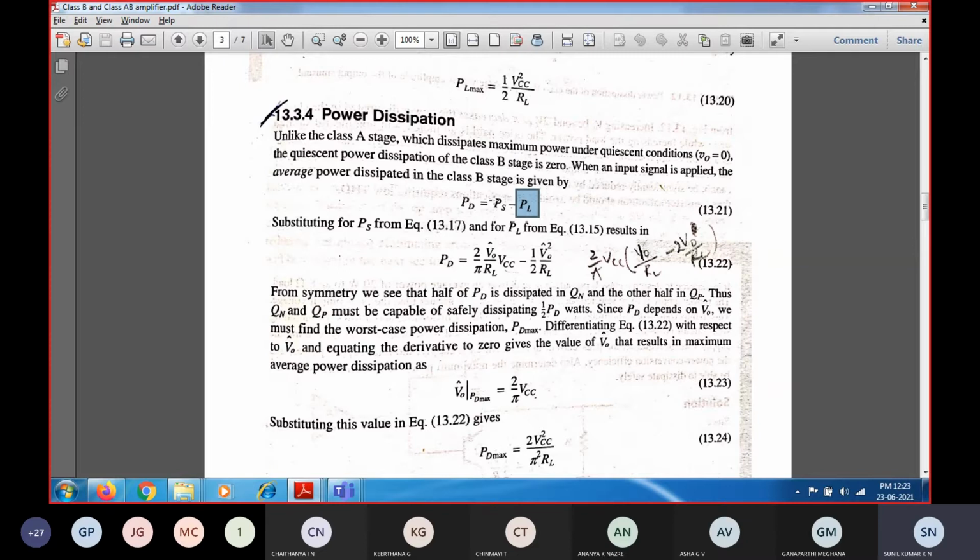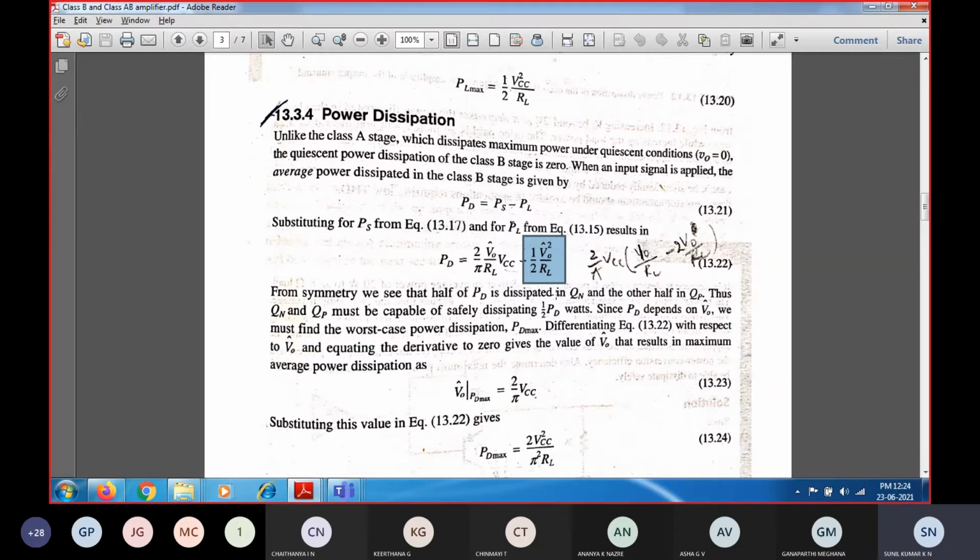In this case, we have to write down the corresponding equation for power dissipation, and in order to find out the maximum power dissipation, you need to differentiate this equation 13.22 with respect to V0, the peak of the output voltage. Then we will be getting the maximum power dissipation. So the worst case power dissipation we will be getting. Worst case power dissipation is the name for maximum power dissipation itself.